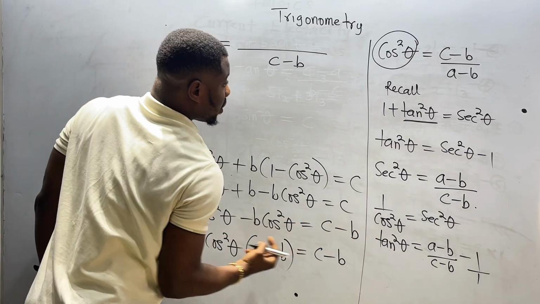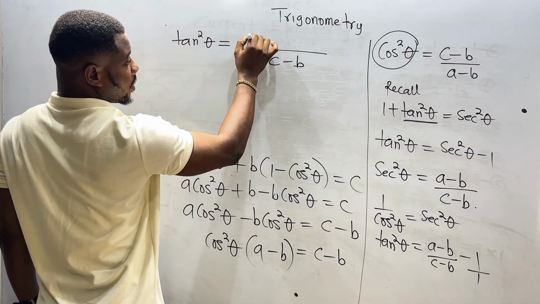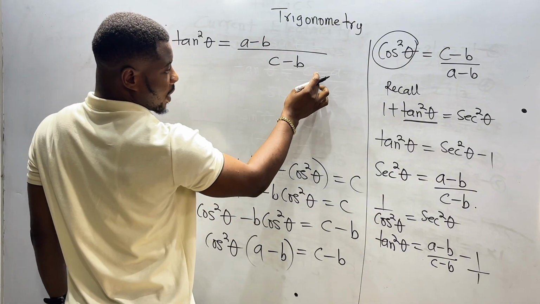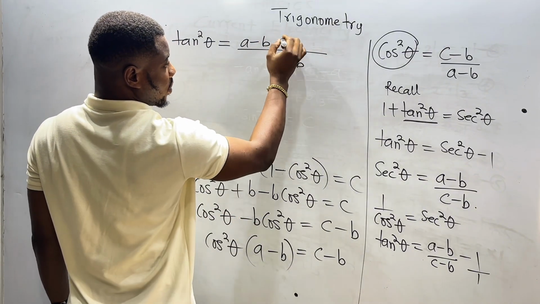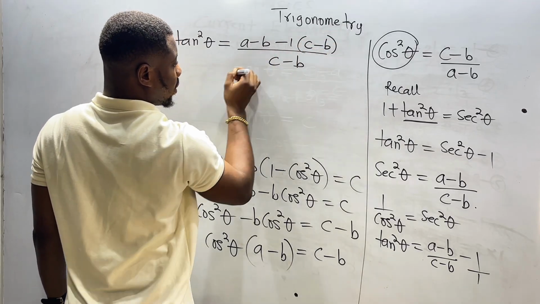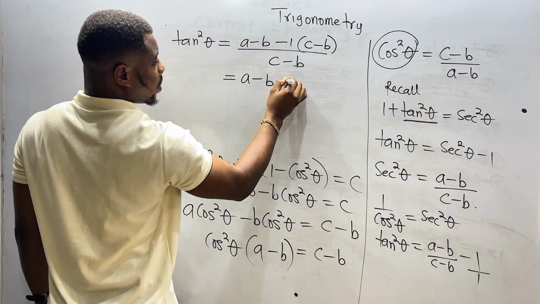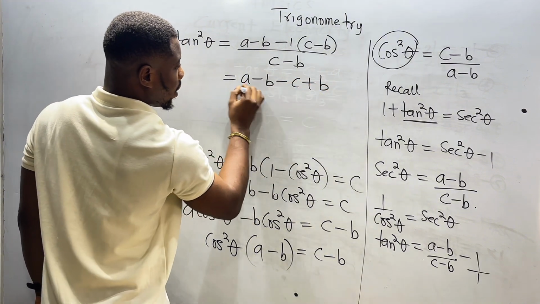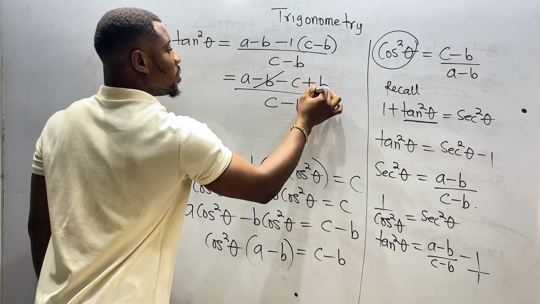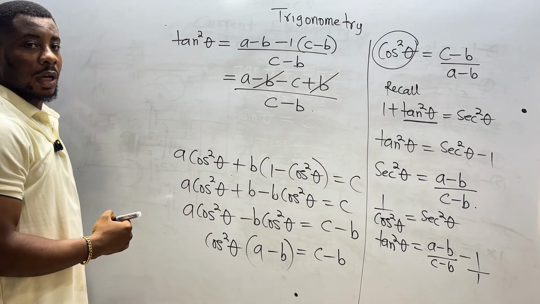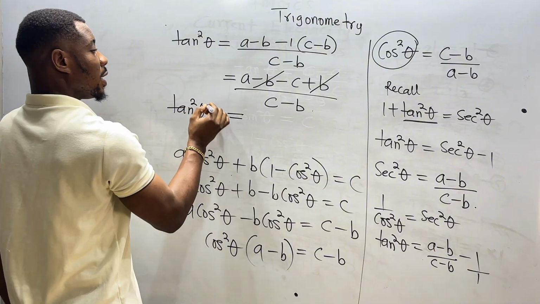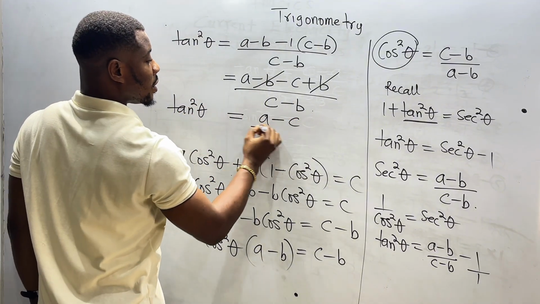So c minus b into c minus b gives us 1, and 1 times a minus b gives us a minus b. Then 1 into c minus b is c minus b, times 1 gives us negative 1 into c minus b. So we have a minus b minus c plus b, divided by c minus b. Now, minus b goes out with b. What we have left is tan squared theta equal to a minus c over c minus b.